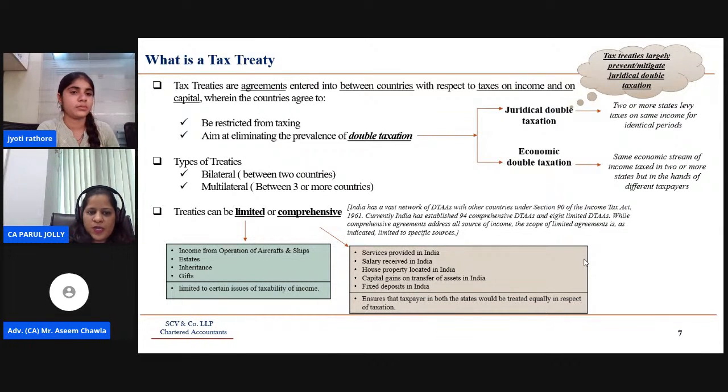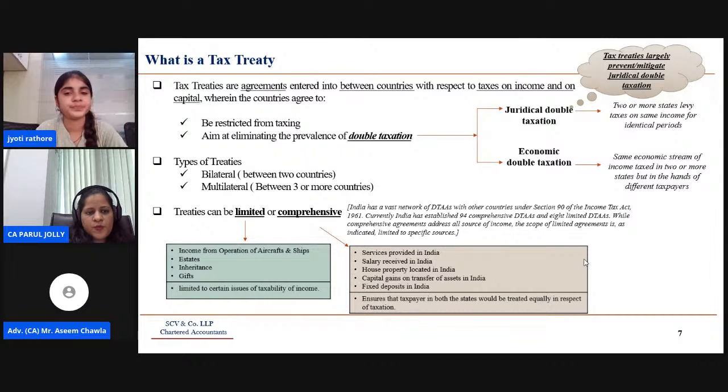So a tax treaty could be limited, or it could be comprehensive. When we say limited tax treaty, it means it deals with specific sources of income and certain issues for taxability of those incomes. And when we say comprehensive tax treaty, it means it contains all sources of income. India has almost 94 comprehensive DTAs and 8 limited DTAs.